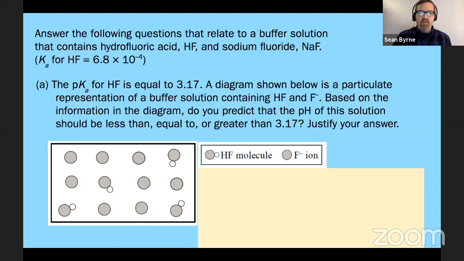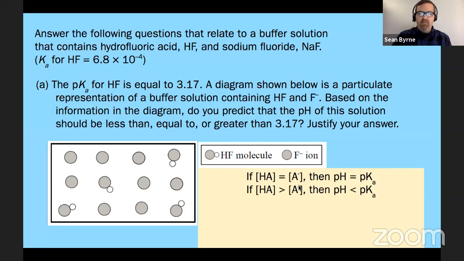Based on the information in the diagram, do you predict that the pH of the solution should be less than, equal to, or greater than 3.17, and justify your answer? So one of the key things that I heard from Mr. Faribault yesterday was this idea that we can analyze the concentrations of the acid and its conjugate. And that we know that if this may be a titration, this might be just analyzing a solution where the concentration of the acid is equal to the conjugate base, then the pH is equal to the pKa. So we're looking at a comparison between the two concentrations here.